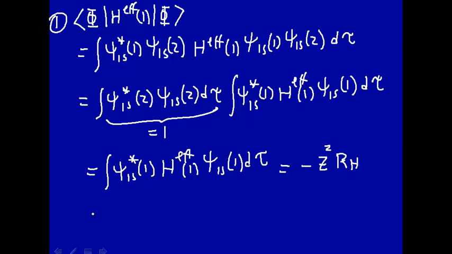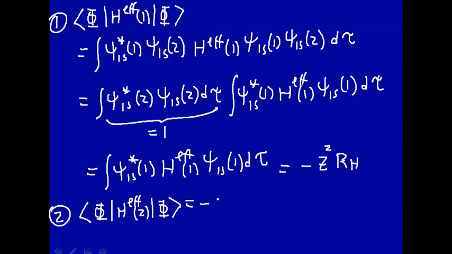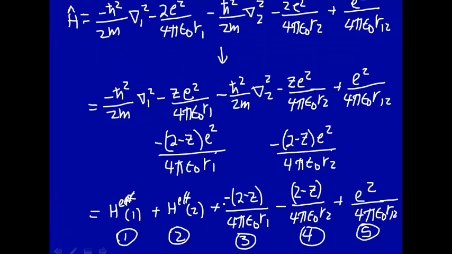And now let's do the second. Maybe you can see automatically that when you do the same thing for the effective Hamiltonian for electron 2, you'll just get again minus Z squared times the Rydberg R_H. Okay, let's do one more integral and then we'll quit.